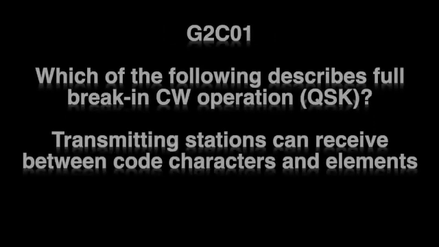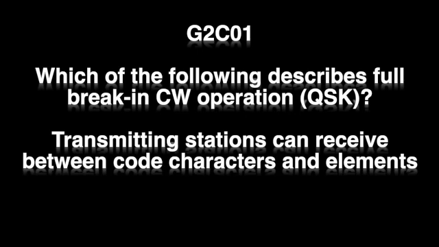Group G2C: CW operating procedures and procedural signals, Q signals, full break-in. G2C01. Which of the following describes full break-in CW operation, QSK? Transmitting stations can receive between code characters and elements.